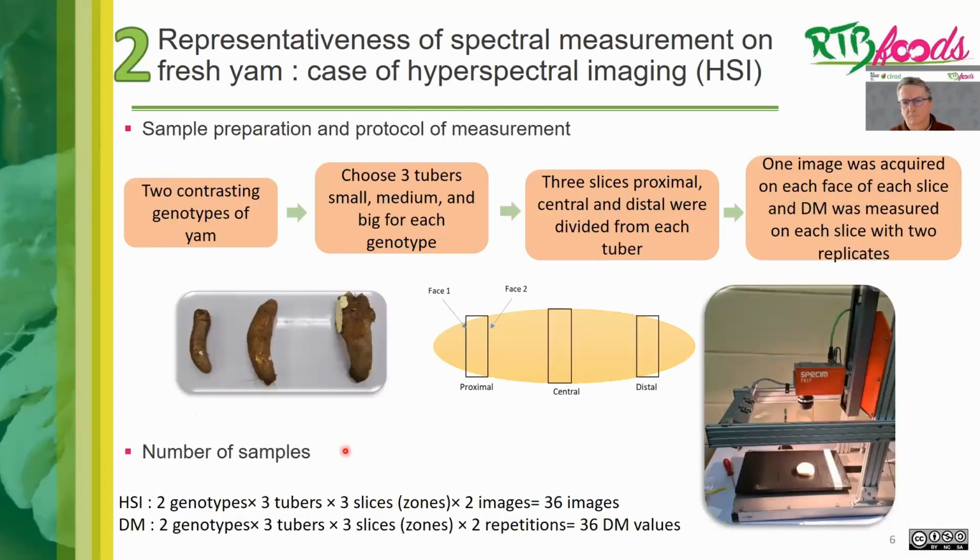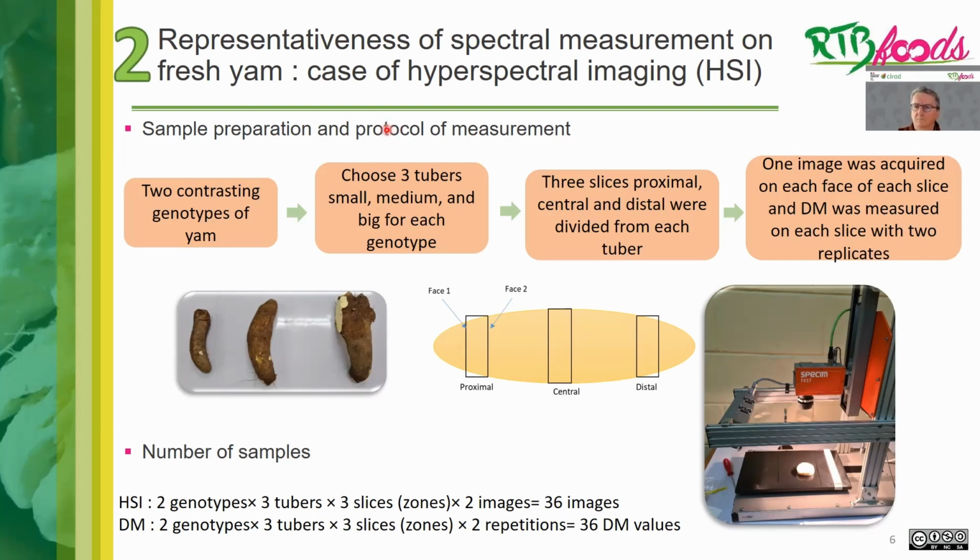And the second important step we have to check before going to the development of calibration or trying to do something is the representativeness of spectral measurement on fresh yam. In our case, we take fresh yam, and we take the case of hyperspectral imaging. But this step, we can apply also to other spectral measurements, NIRS, and all the spectral measurements. Okay, so in our case, we use hyperspectral imaging.